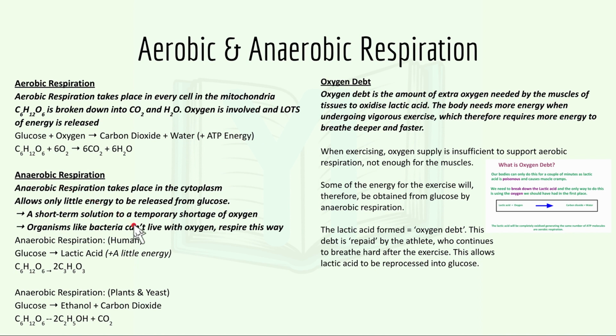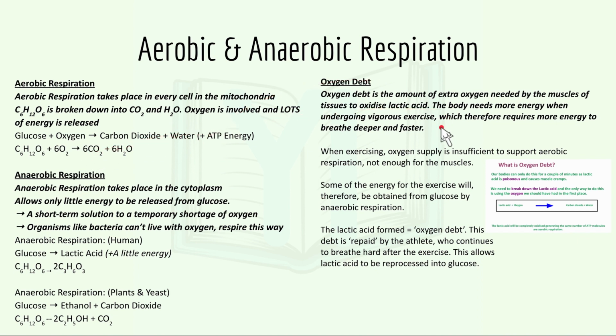For anaerobic respiration, it takes place in the cytoplasm, and it only allows a little energy to be released from glucose. It's a short-term solution to a temporary shortage of oxygen. Organisms like bacteria can't live without oxygen, and they respire this way. Here's anaerobic respiration in humans, and here's for plants and yeast. And here's more on the oxygen debt.